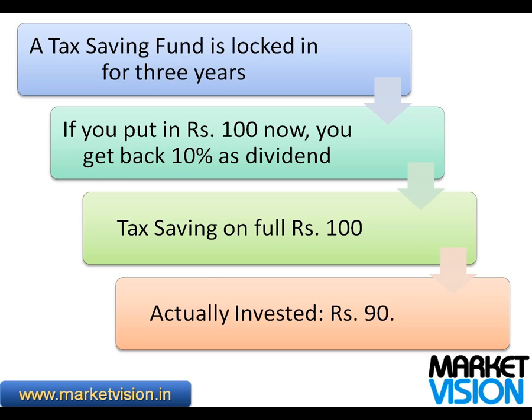At this point, for SBI Magnum tax gain it is just 10. So that's the differential. So it means really that if your tax saving bracket is 30%, you will save 30 rupees by investing 90. Not bad.